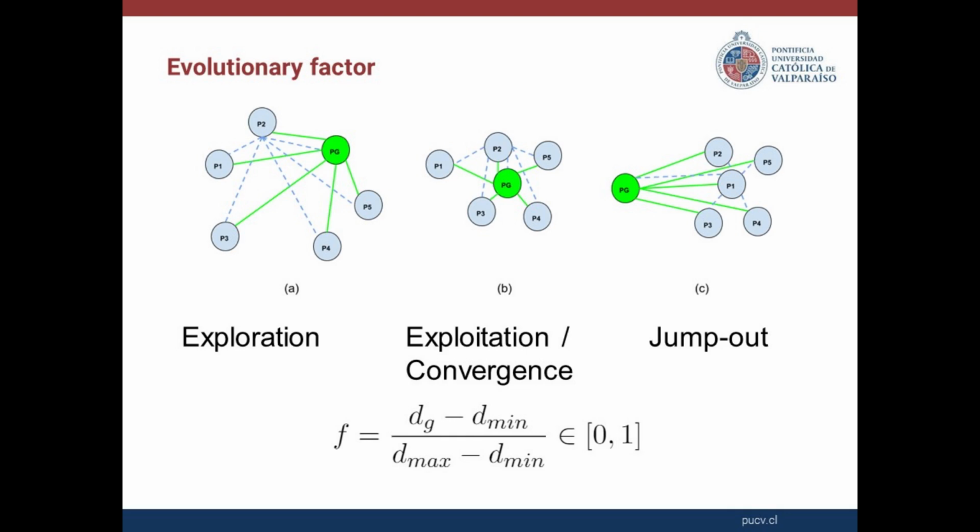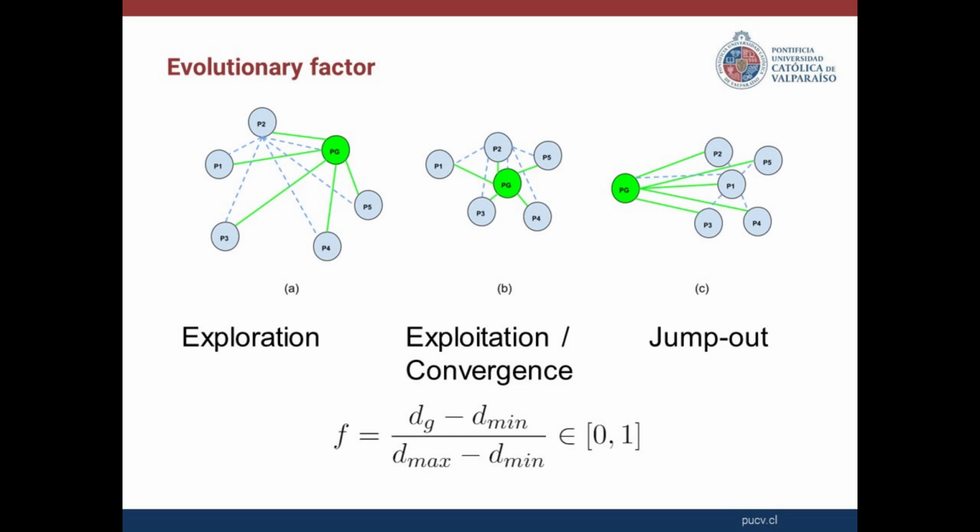Exploitation. The particle starts to follow a particle that has found a promising zone. The distance between the best particle starts to decrease compared to the others. Convergence. All PSO particles are following the best particle, which is in the center. In this state, the particles are very close to each other.